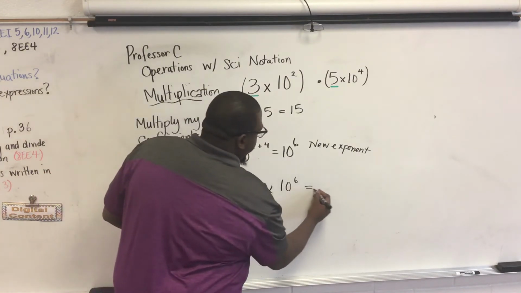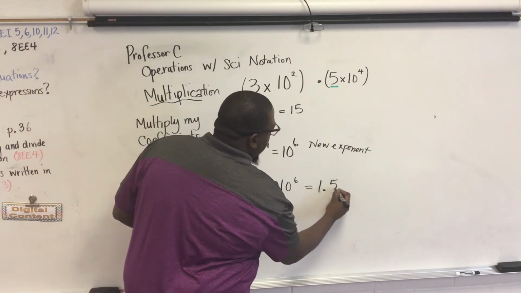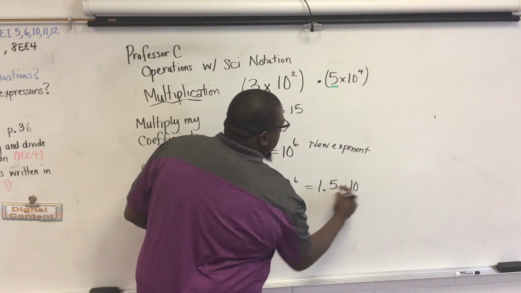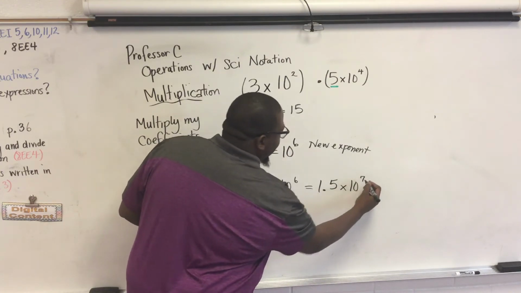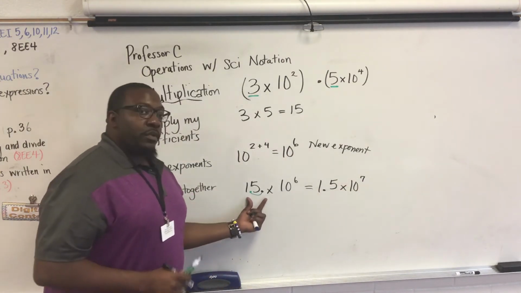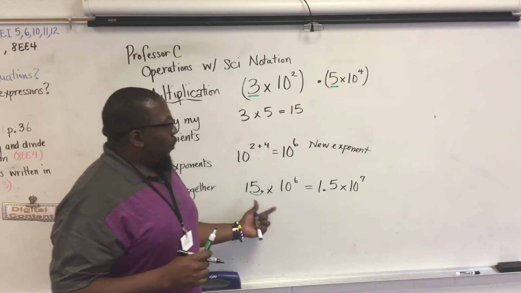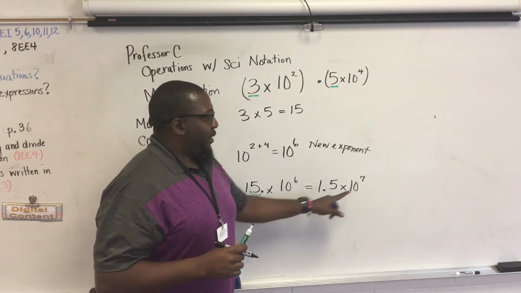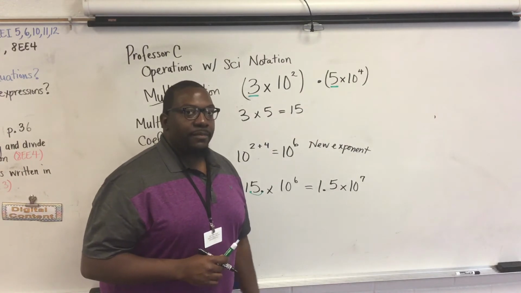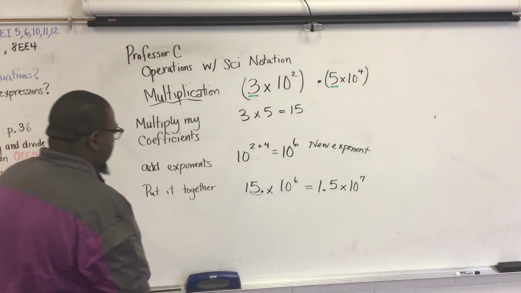So therefore, my final answer would be 1.5 times 10 to the 7th. Because I moved 1 decimal place, so 1 more than 6 is how we reach 7. Okay, good.